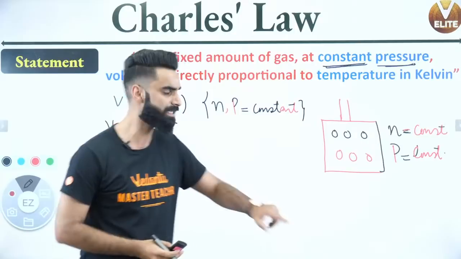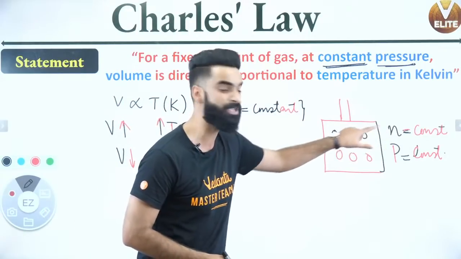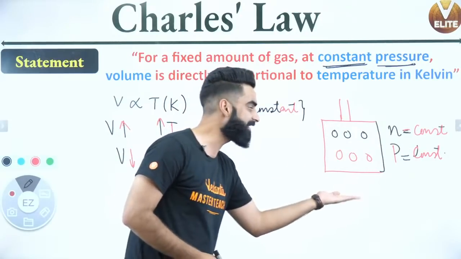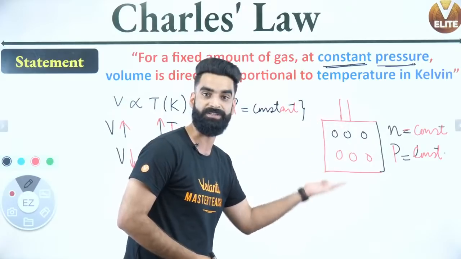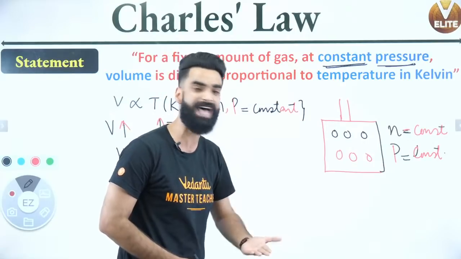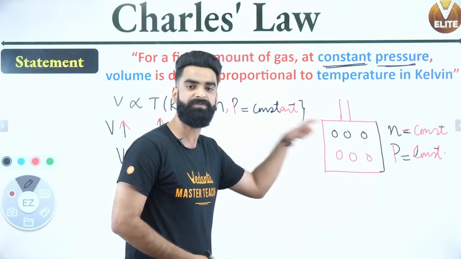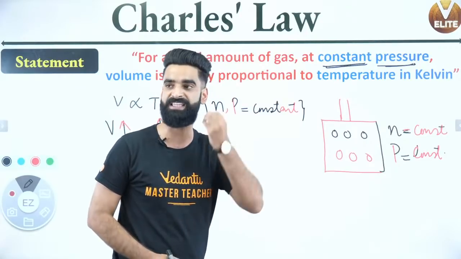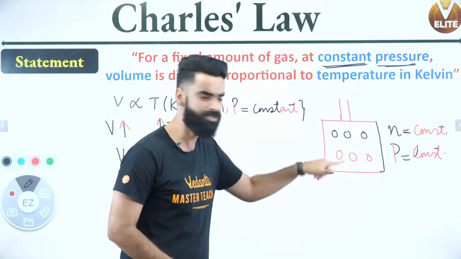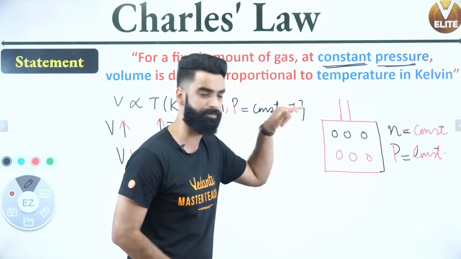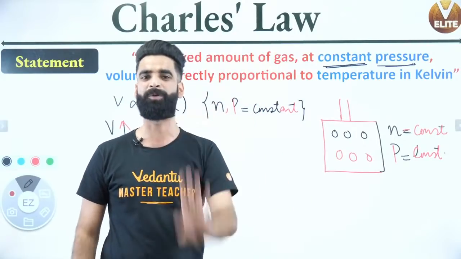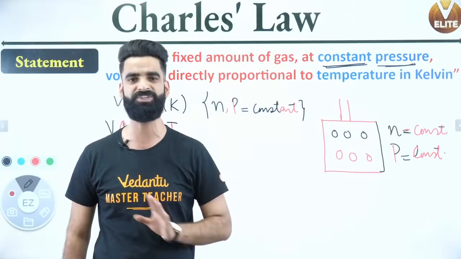So for this gas, which has a fixed number of moles and is kept at constant pressure, if I increase its temperature, what will happen? The piston will start going up. What will happen because of that? Volume of the container increases, and so the volume of the gas will increase. So with the increase in temperature, the volume of the gas increases, provided the number of moles and the pressure of the gas are kept fixed. This is the simplest form, the simplest definition of the Charles law.